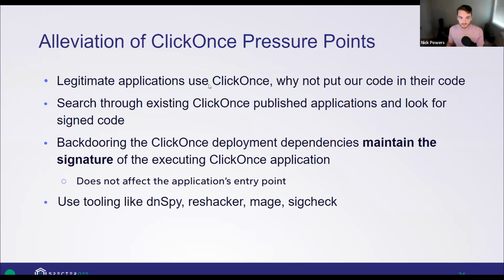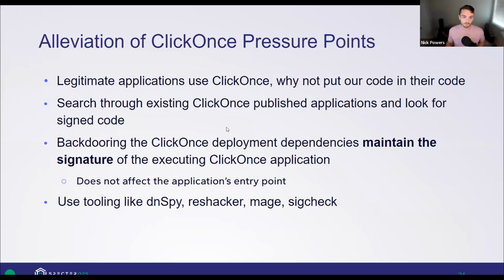So legitimate applications make use of ClickOnce. So why can we not just put our code in the code that exists, from a side loading or hijacking perspective? Our initial and probably most straightforward solution to this problem was to take existing ClickOnce deployments and do some sort of hijacking: traditional DLL hijacking, side loading, like app domain manager injection. We'll talk about a little bit of that stuff here in a minute.